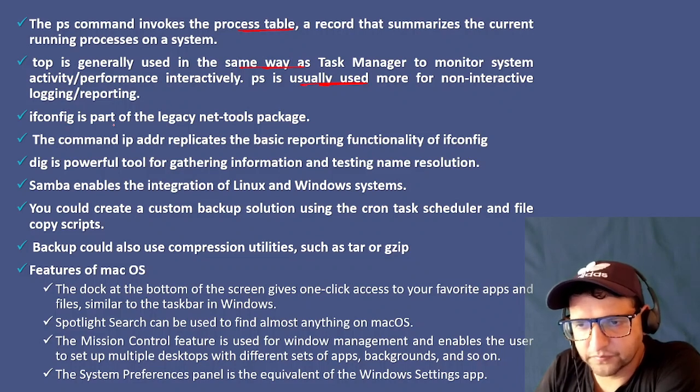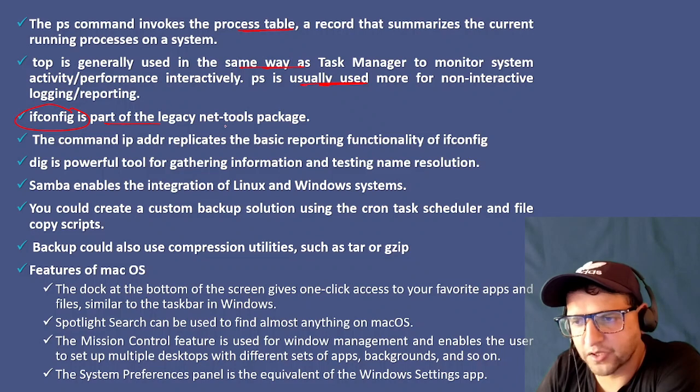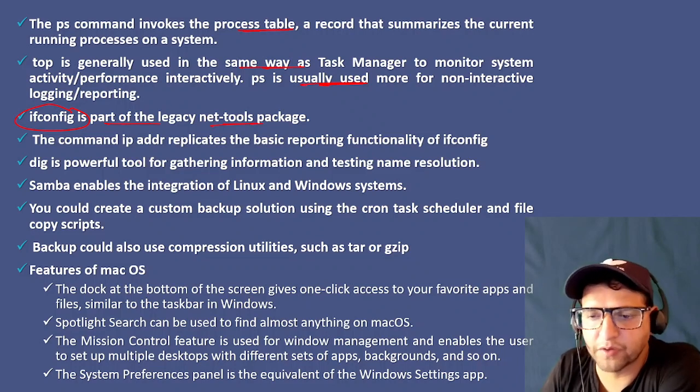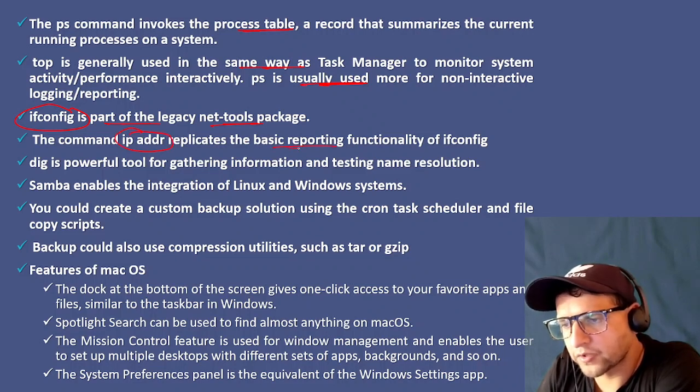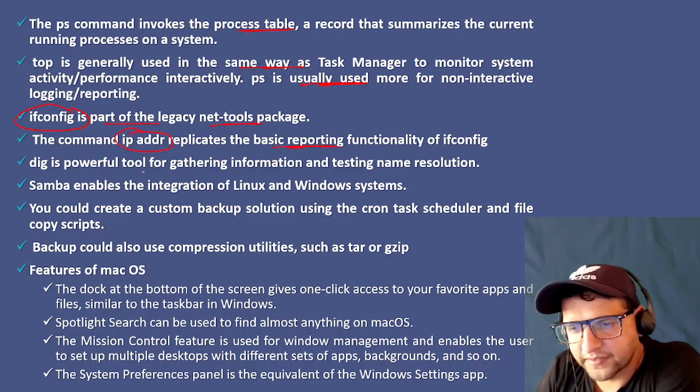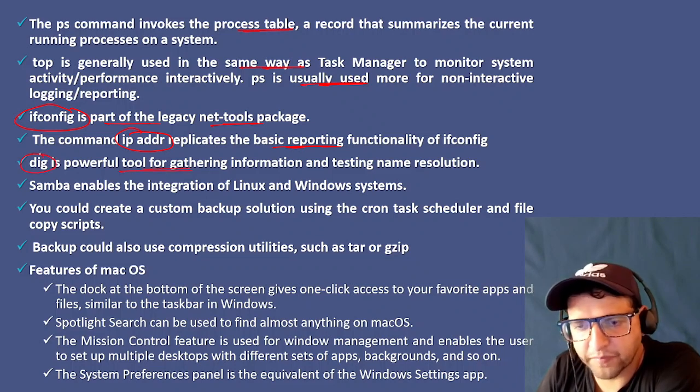ifconfig is a legacy command similar to ipconfig. In Linux you have ifconfig, but now you have net-tools. You have the ip command now. Like you can just type ip addr, and it is going to give you that IP information. dig is used to gather domain-related information, like nslookup in Windows.